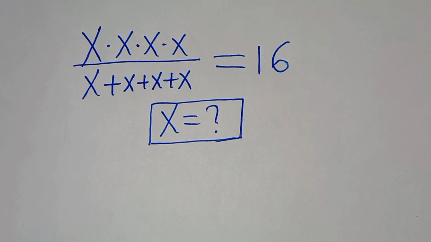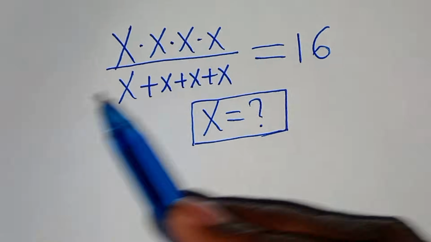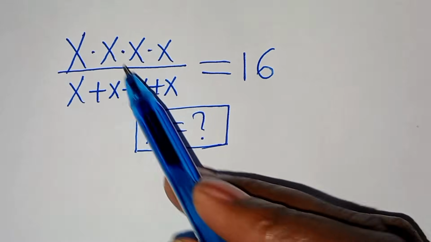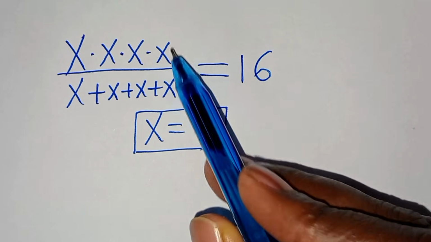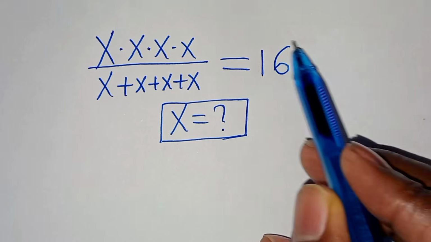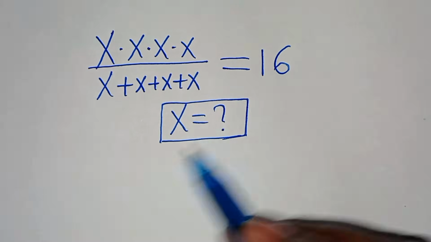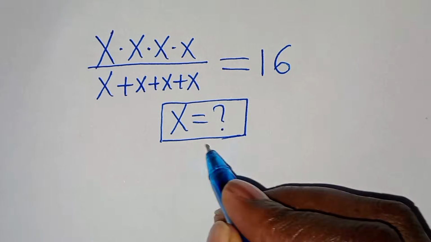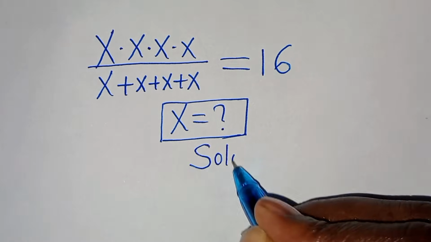Hello everyone, you're welcome to solve this nice math problem here, which is x times x times x times x divided by x plus x plus x plus x. This is equal to 16. So what is the value of x? Now let's provide a solution from here.